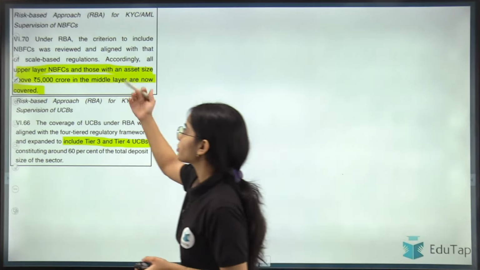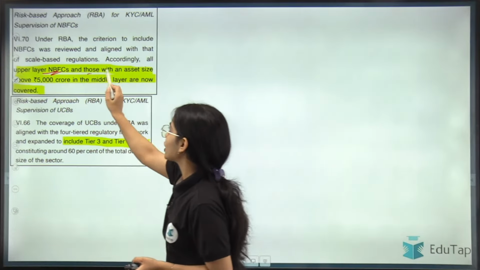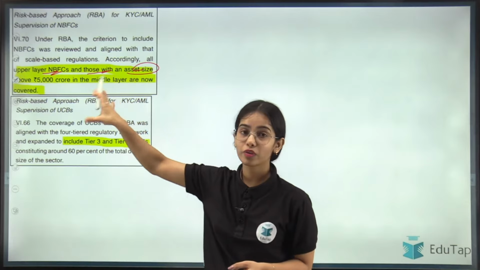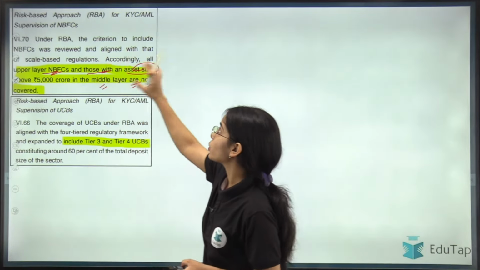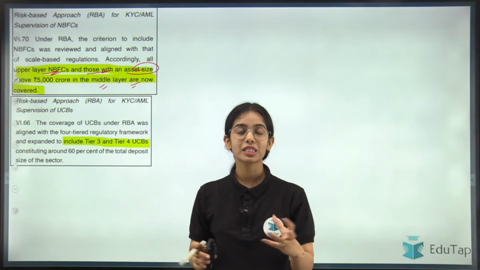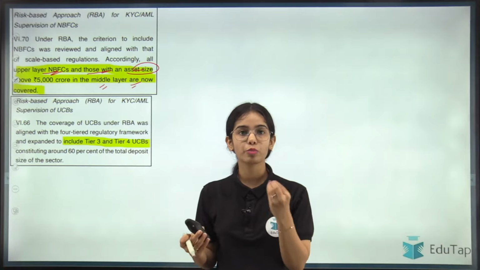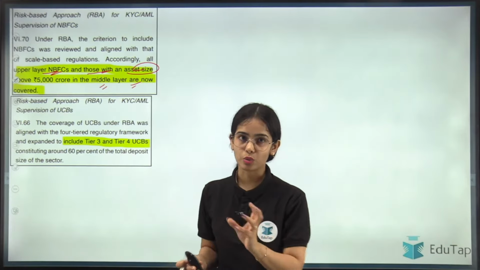The Department of Supervision has included the upper layer NBFCs and those in the middle layer with an asset size of over 5,000 crores under the risk-based approach for KYC and anti-money laundering. So these NBFCs have to be more prudent in terms of KYC and anti-money laundering rules.